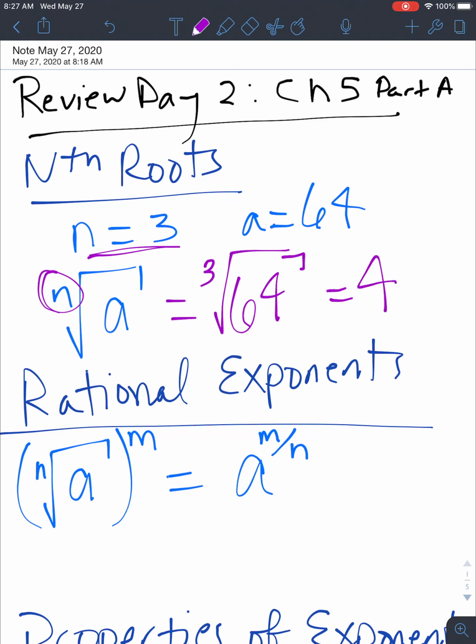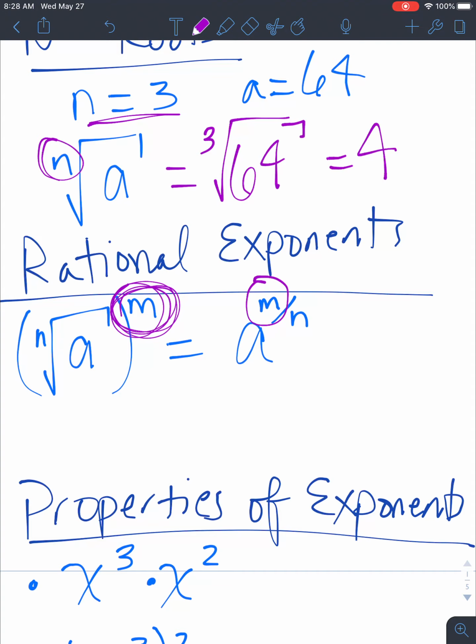After nth roots, we had rational exponents. And remember, rational exponents were where we wrote our exponents as fractions, depending on what their root versus their power was. So the power I always call m. The power is always on the top of the fraction in terms of the exponent. The root is always in the bottom. It's always in the denominator.